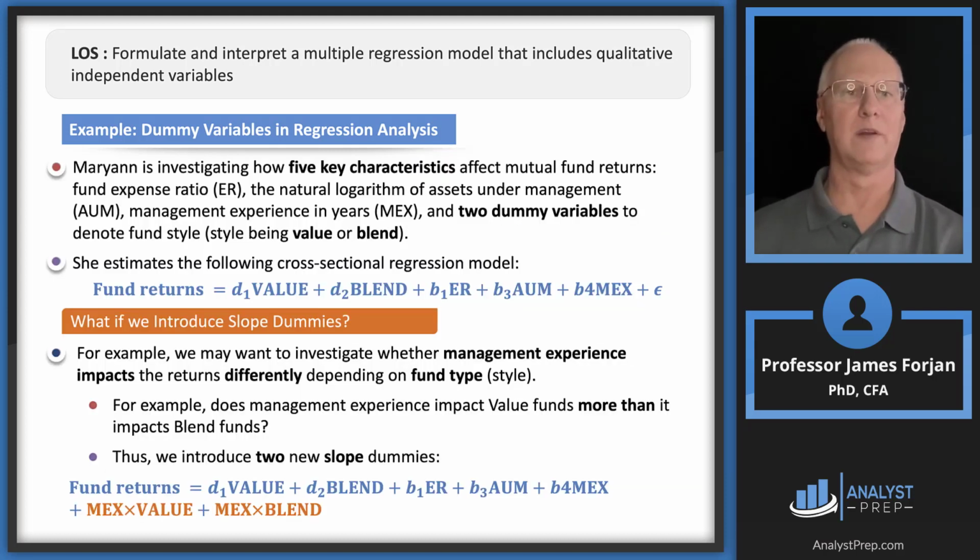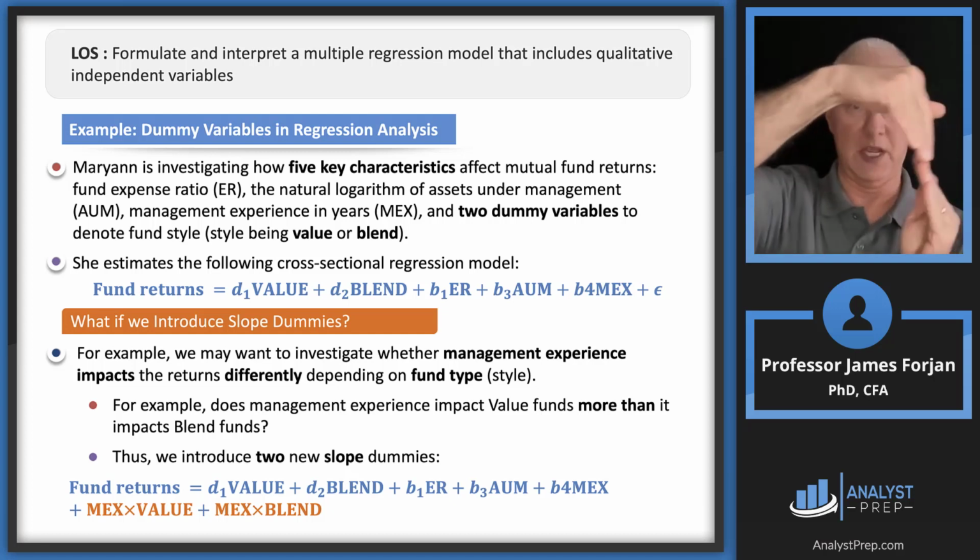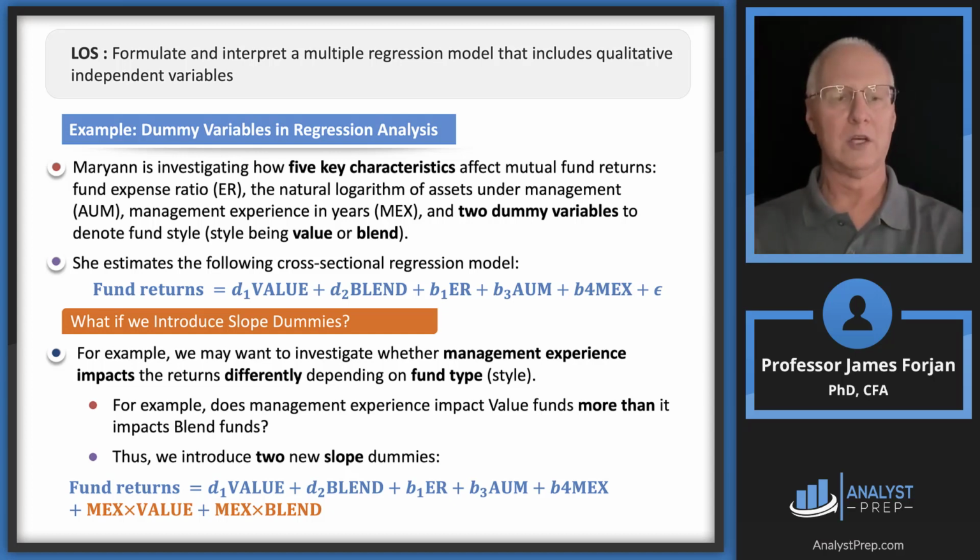We knew that beforehand. All right, so let's look at the same model, but let's introduce a slope dummy. So does our slope go from here to here, or does it go from here to here? Everybody see what we're trying to do? Look at the equation down at the bottom. We're going to say value and blend, they're still there. Expense ratio, assets, experience, they're still there.